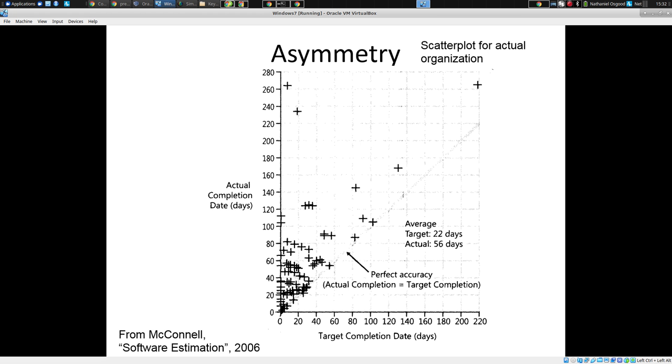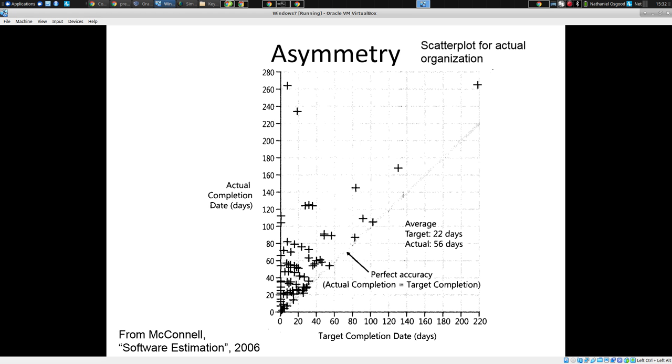Is there an asymmetry here? Is there a pattern that comes out and strikes you? There might be a couple of them. Yes, nothing is below that line. So what does that mean in intuitive terms?